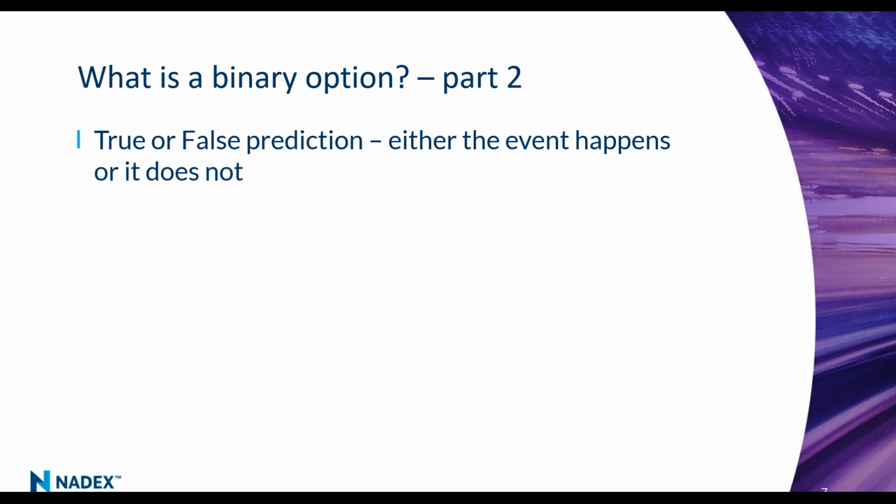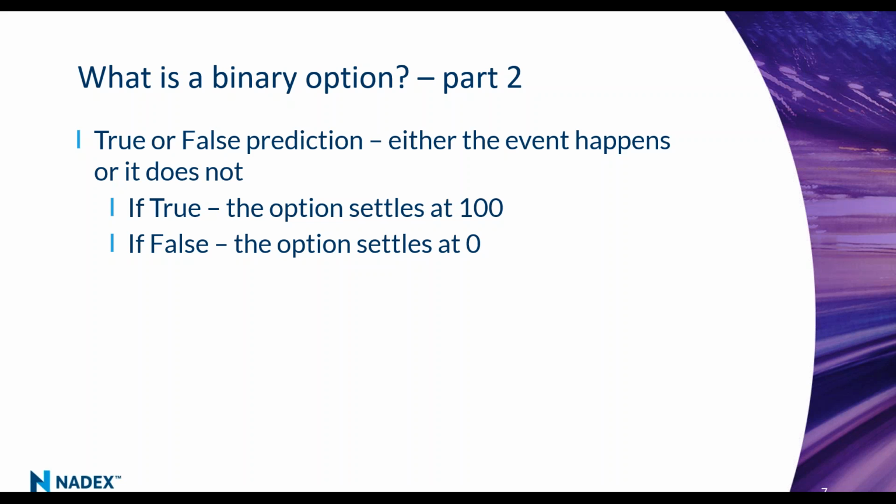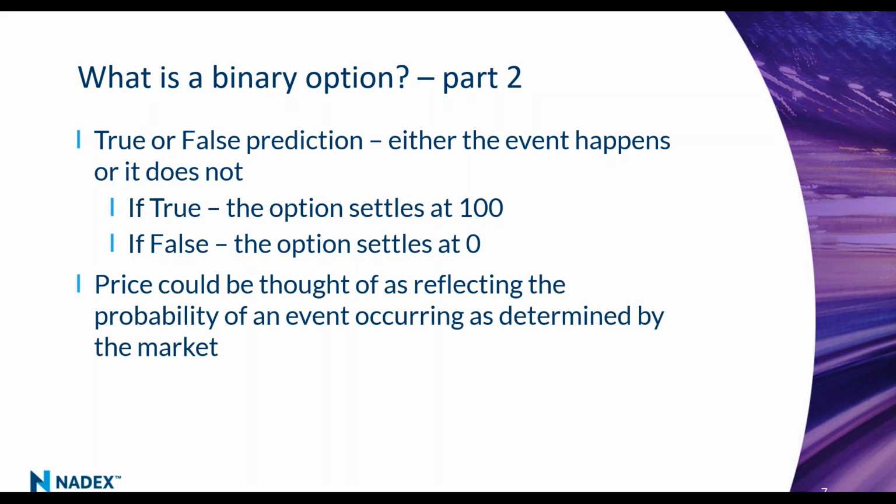Will something happen? Either the event is going to happen or it doesn't happen. And at the end, if the event happens, so the statement or prediction is true, the binary option will go to 100. And if it's false, it will go to 0. That is why it's called a binary option. In the end, there are only two choices. So in the end, it either is 100 or it is 0. That's it. That's a binary option.